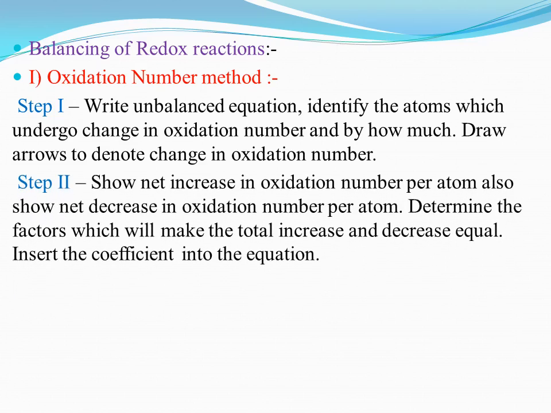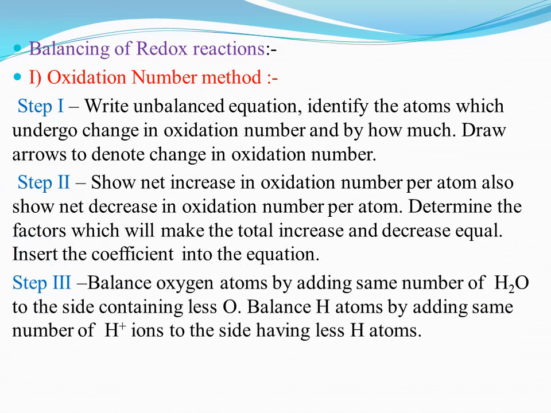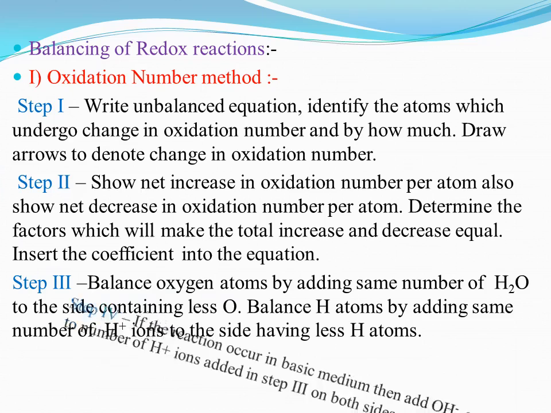Step 2. Show net increase in oxidation number per atom. Also show net decrease in oxidation number per atom. Determine the factors which will make the total increase and decrease equal. Insert the coefficient into the equation. Step 3. Balance oxygen atoms by adding same number of H2O to the side containing less oxygen. Balance H atoms by adding same number of H+ ions to the side having less hydrogen atoms.